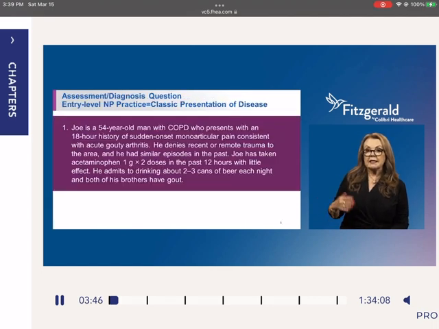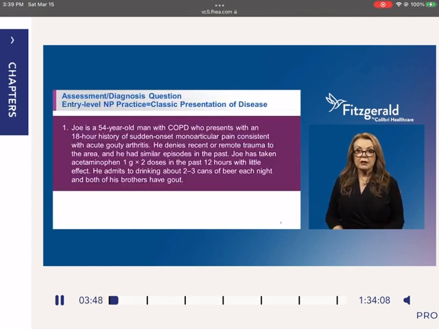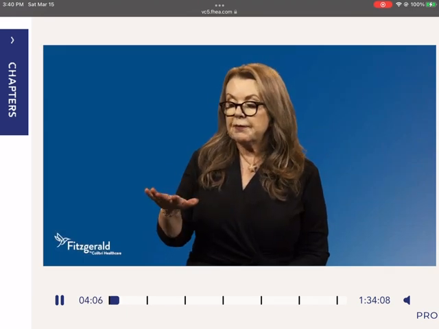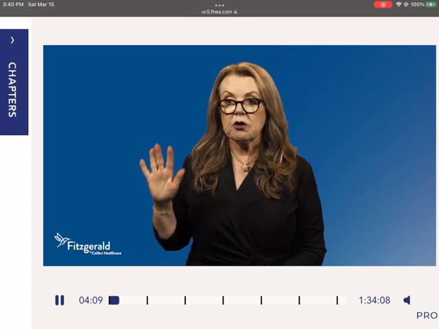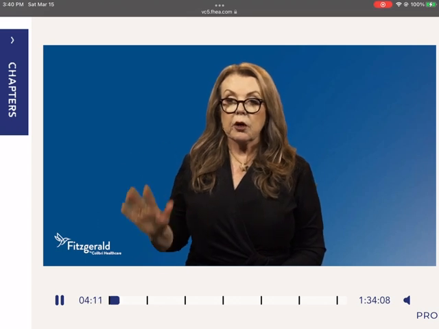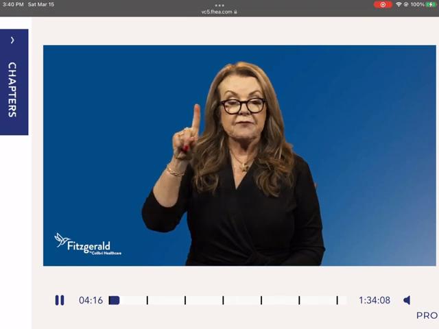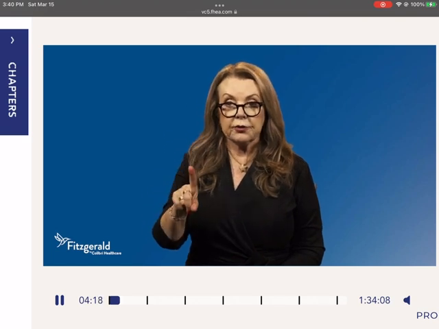Now let's move on and take a look at this next question, assessment diagnosis question. Question 1. Joe is a 54-year-old man with COPD who presents with an 18-hour history of sudden onset monoarticular pain consistent with acute gouty arthritis. This is a condition you might be more accustomed to hearing called gout or gout flare, gout attack, but monoarticular. What does that mean? It's affecting literally one joint.